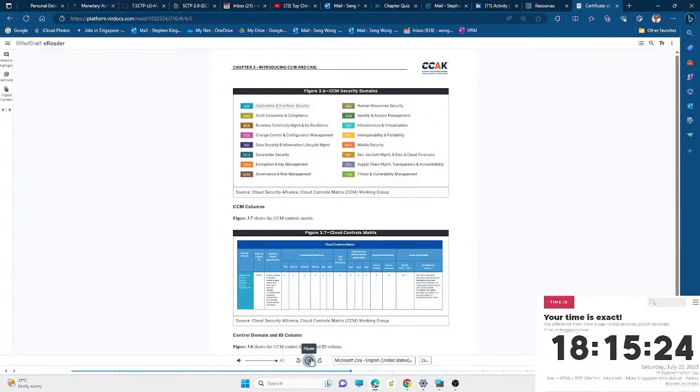Figure 3.6, CCM security domains. AIS, application and interface security. AAC, audit assurance and compliance. BCR, business continuity management and operational resilience. CCC, change control and configuration management. DSI, data security and information lifecycle management. DCS, data center security. EKM, encryption and key management. GRM, governance and risk management.